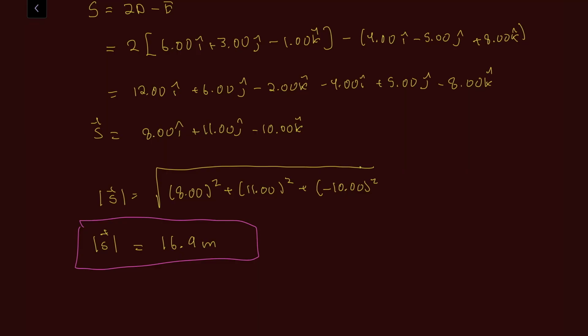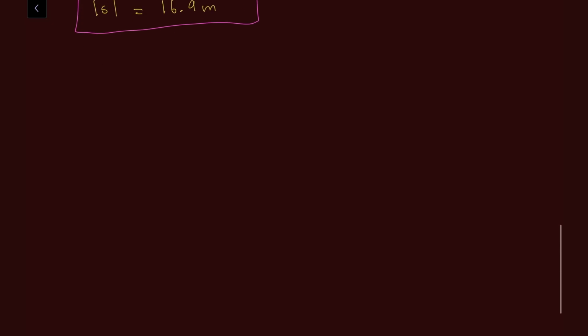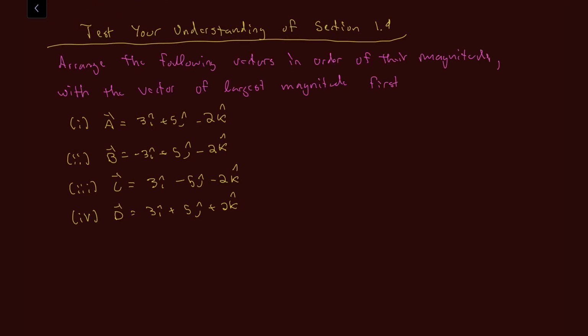Now, let's move on to the test your understanding section. Okay, so here we are. Arrange the following vectors in order of their magnitude, with the largest vector going first. And these are our 4 options. Now, I want you to just take a second to look at these options, because you should be able to solve this problem in under 10 seconds, just by looking at these vectors.